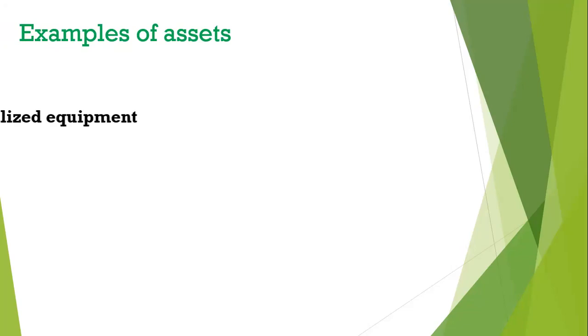Some examples of assets are equipment, specialized equipment, things like cameras, things like tools. Those are specialized equipment that you can also list as assets. The art, you have the arts, they're also assets.